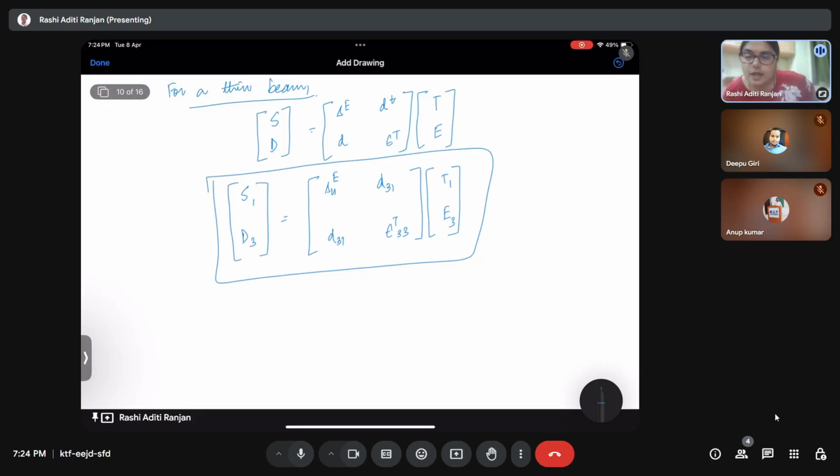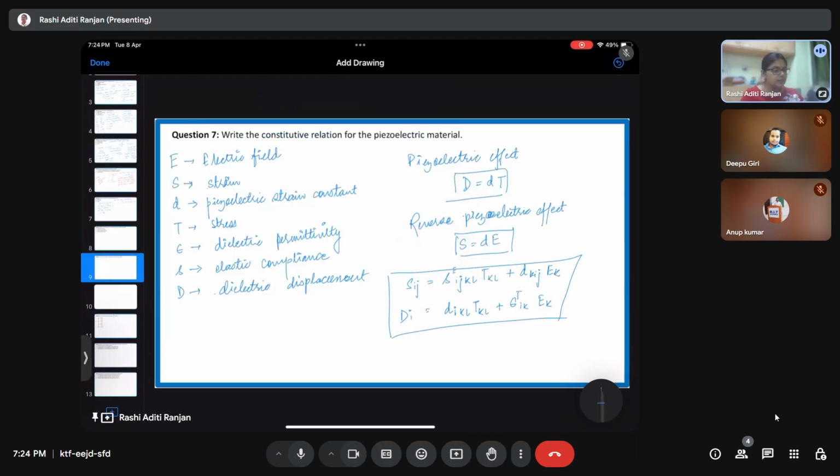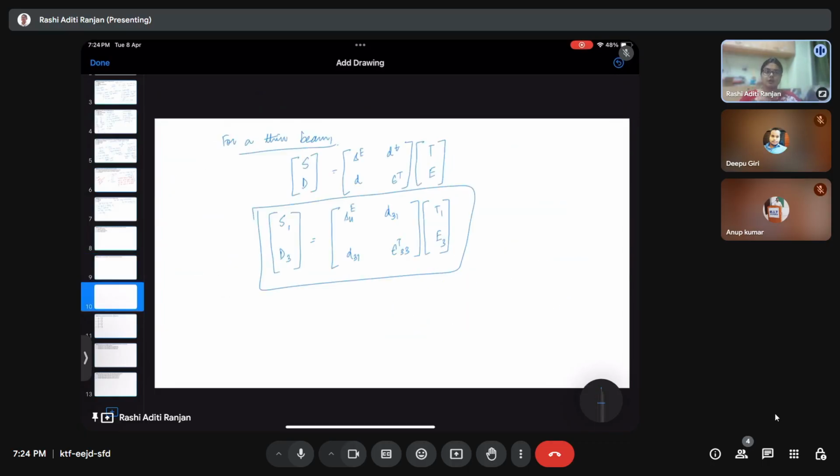Now, if anyone asks which dielectric displacement is going to matter, or which D is going to take place, it's going to be D31, because D31 is then multiplied with E3, which essentially reduces the effect. Here, for the reverse piezoelectric effect, D is multiplied by E and it produces the reverse piezoelectric effect. So it could be further used for solving the assignment problems. I hope this is clear.